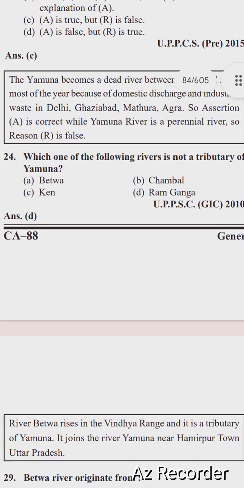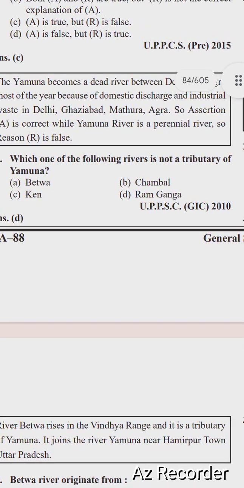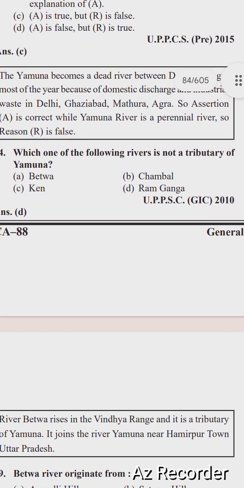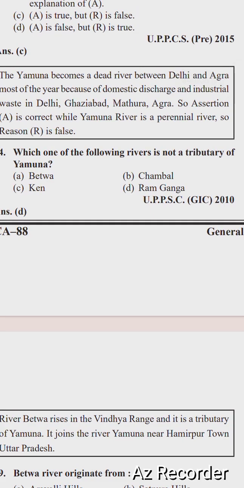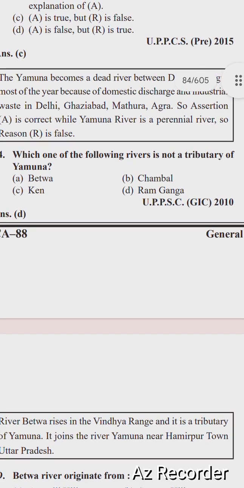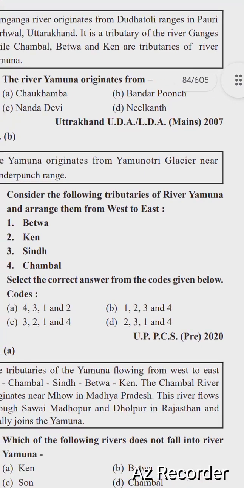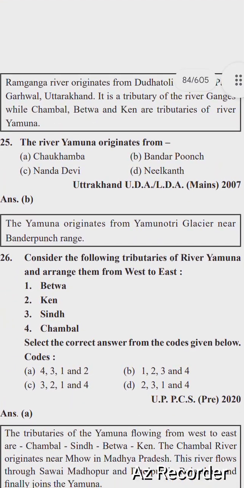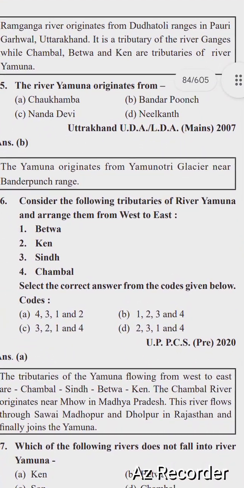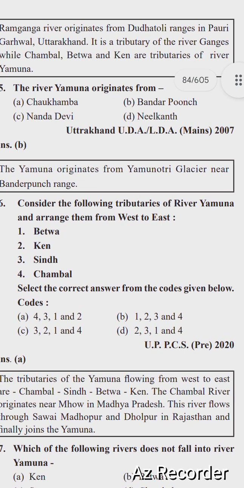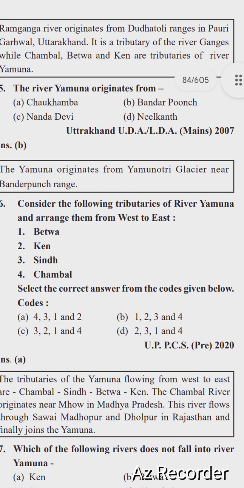So, next, which one of the following rivers is not a tributary of Yamuna? Option A Betwa, option B Sambal, option C Ken, option D Ramganga. Option D is right, Ramganga. The Ramganga river originates from the Dudhatoli ranges in Pauri Garhwal, Uttarakhand.